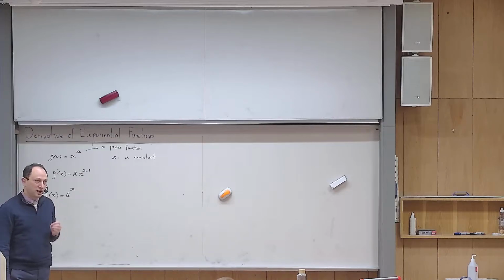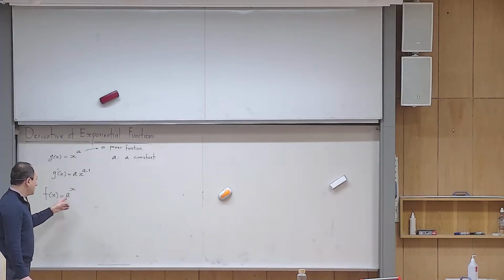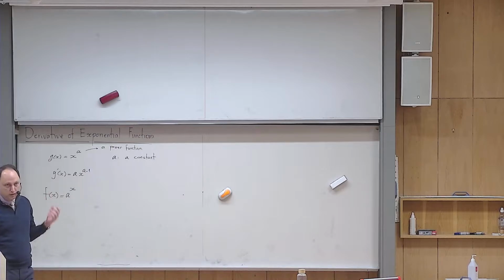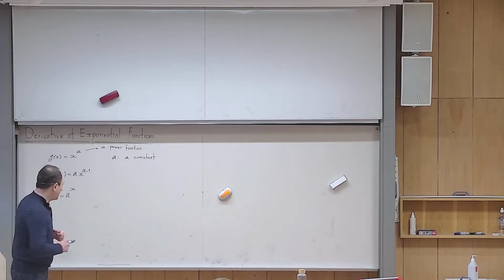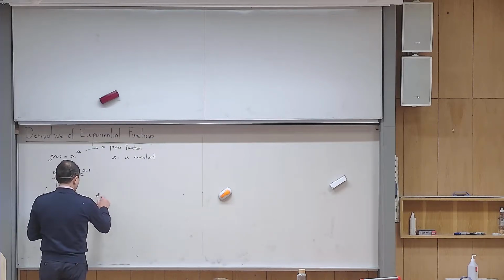But there are some technicalities going on. First of all, we exclude 1 from a, because if a is 1, 1 to power x is just a constant function. It's not an exponential function. So a shouldn't be equal to 1.